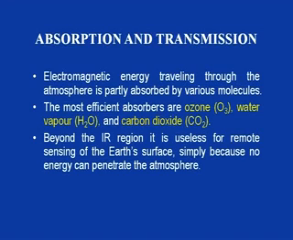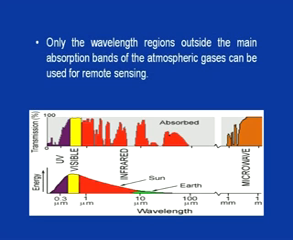So, looking at the energy interactions at the atmosphere level, first let us look at what is absorption and transmission and its role. Electromagnetic energy travelling through the atmosphere is partly absorbed by various molecules. The most efficient absorbers are ozone, water vapors and carbon dioxide. Beyond the infrared region, it is useless for remote sensing of the earth's surface simply because no energy can penetrate the atmosphere. Only the wavelength regions outside the main absorption bands of the atmospheric gases can be used for remote sensing.